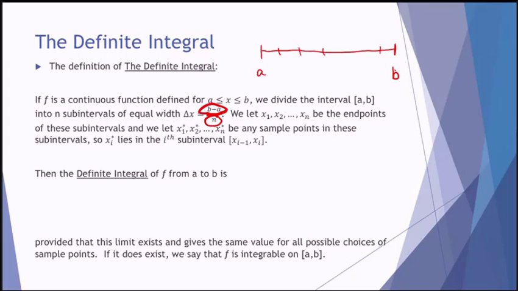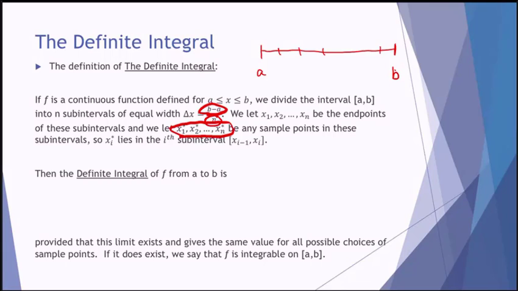And then here comes that new notation. x sub 1 star, x sub 2 star, x sub n star. These all become these sample points in the subintervals, so that if you have x sub i star, it's in the ith subinterval between x sub i minus 1 and x sub i.